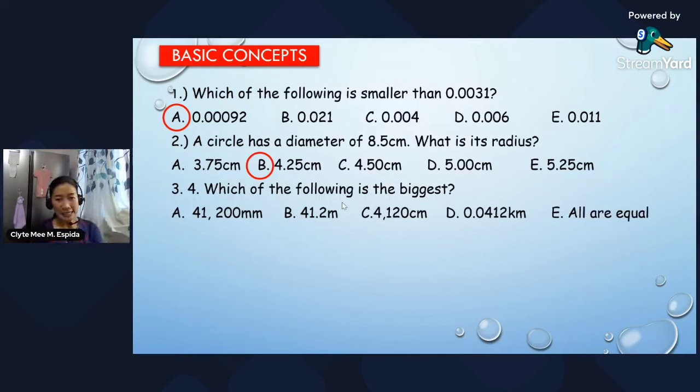Which of the following is the biggest? Is it 41,200 millimeters, 41.2 meters, 4,120 centimeters, or 0.0412 kilometers? Or letter E, all are equal. Okay, so comment down your answers for number 3.